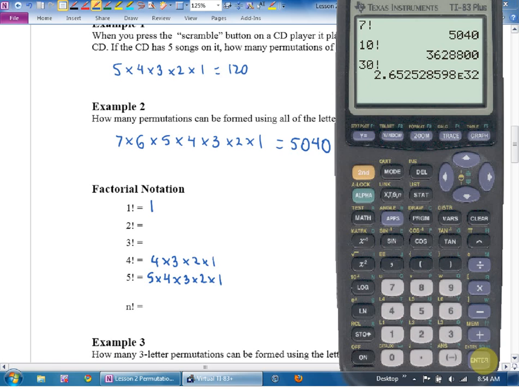Yeah, 70 factorial will crash your calculator. Okay. Yeah, 69 factorial. We can have 69 objects. We just can't have 70. That's the limiting factor. Okay.